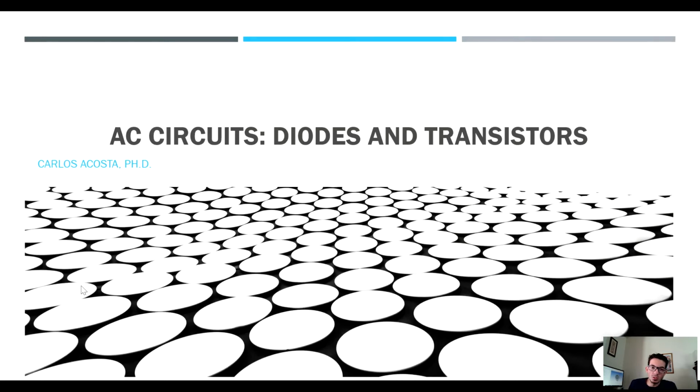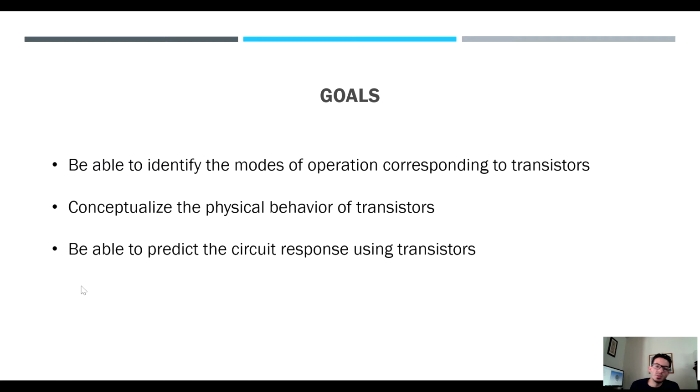So in order to study the diode and transistor and other active elements, we're going to first of all learn how they operate and why they are so useful. The objectives are to be able to identify the modes of operation of different transistors, conceptualize the physical behavior of transistors, and be able to predict the circuit response using transistors.